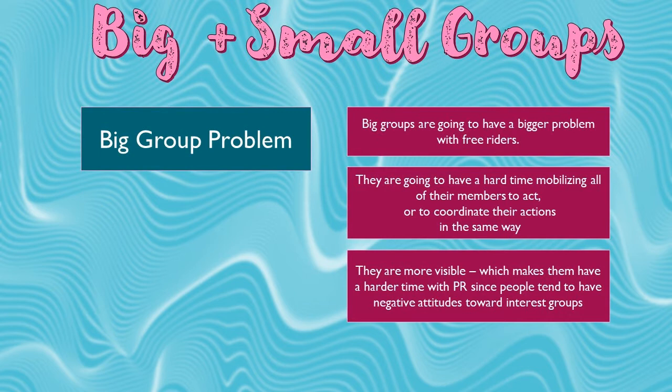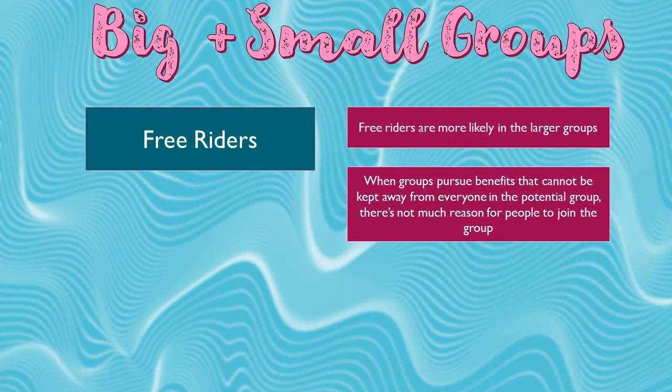Also, a problem for big interest groups is they're more visible. One of the things we said yesterday is that the public, your average voter, your regular old public, they don't really think of interest groups as a good thing. Interest groups are seen as a negative force in politics for a lot of people. So the more visible an interest group is, the more difficult time they have dealing with negative attitudes from the public. So they have a harder time creating a positive image from the public.